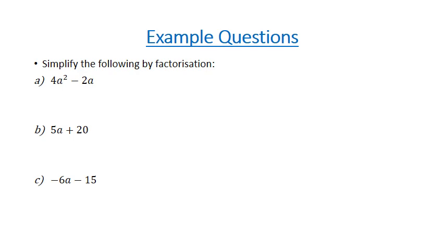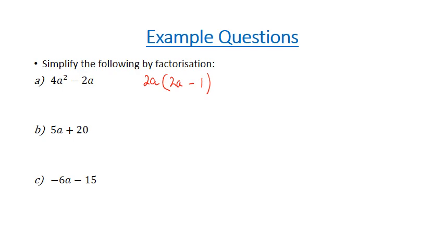Okay, so we're going to have a look at some example questions where you need to simplify by factorisation. In our first example, you can see that we actually have a common factor of a in both terms, but we also have a common factor of 2 in both terms. So we're going to put 2a out the front, and our first term inside the bracket is going to be 2a because 2a times 2a gives me 4a squared. And I'm going to put minus 1 also in the brackets because 2a times minus 1 gives me minus 2a, which I had at the start.